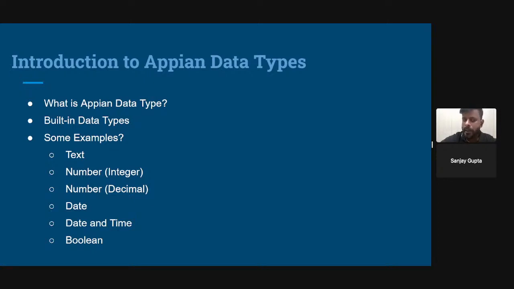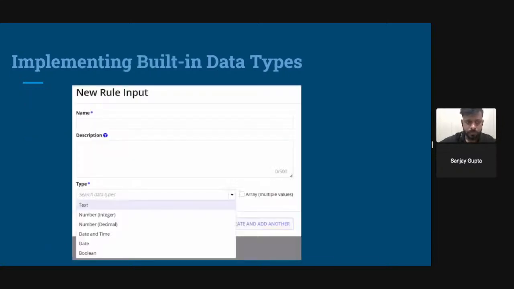If I want a date type like date of birth, I will use date. If I want to capture date and time, like today's date and time or the current date and time, in that case I will use date and time. If there is a question whose answer can be yes or no, in that case I will use boolean. Okay, so these are some examples of built-in data types in Appian, but Appian provides many more built-in data types that we will use when we work on an application.